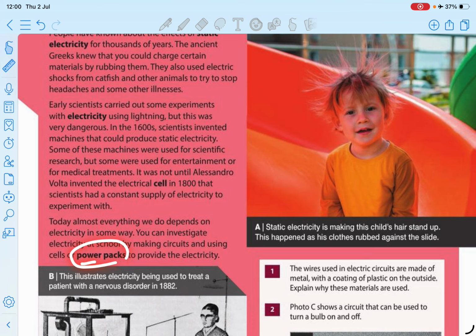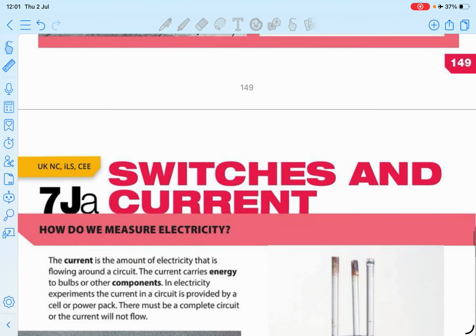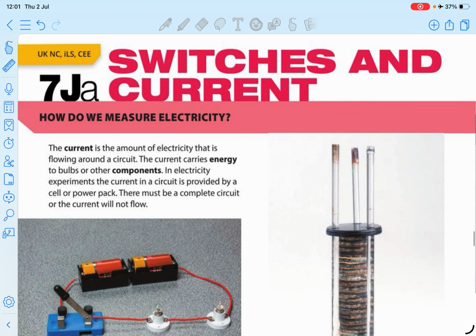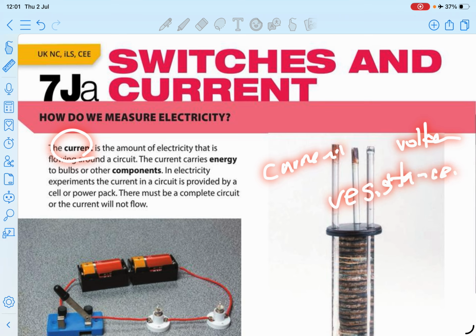We use power packs or cells to generate electricity. You know that one cell is 1.5 volts from your year 6 knowledge. Switches and the current. You can see one thing, the current. There are three things: the current, the voltage and the resistance.